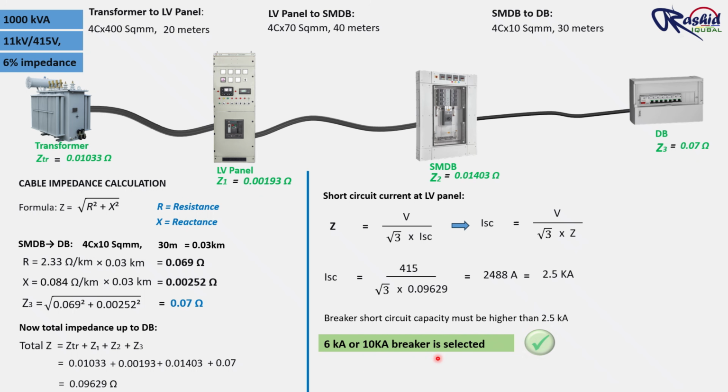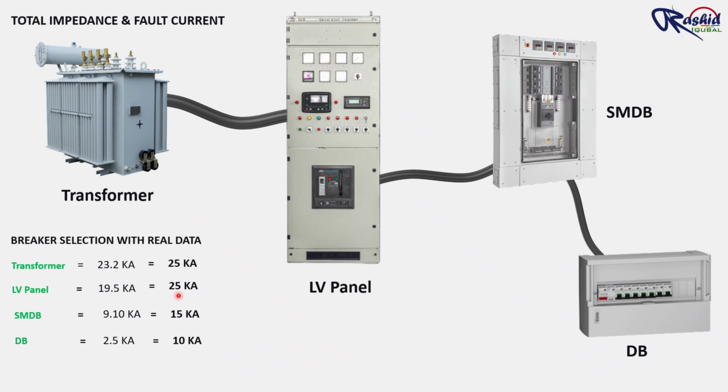So friends, as we calculated, short circuit current is 23.2 kiloampere at the transformer side, and it reduces to 19.5 kiloampere at the LV panel, then 9.1 kiloampere at the SMDB side, and finally 2.5 kiloampere at DB side.